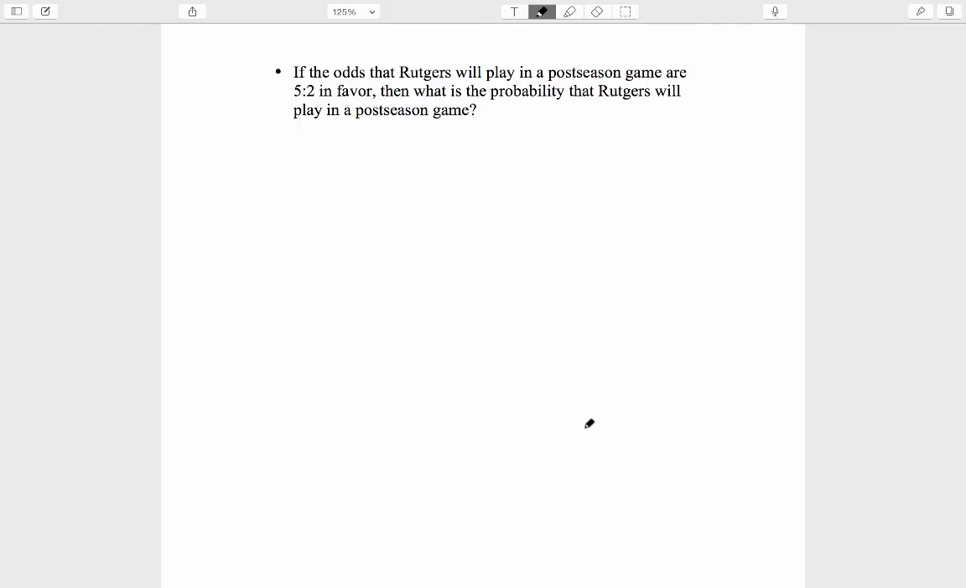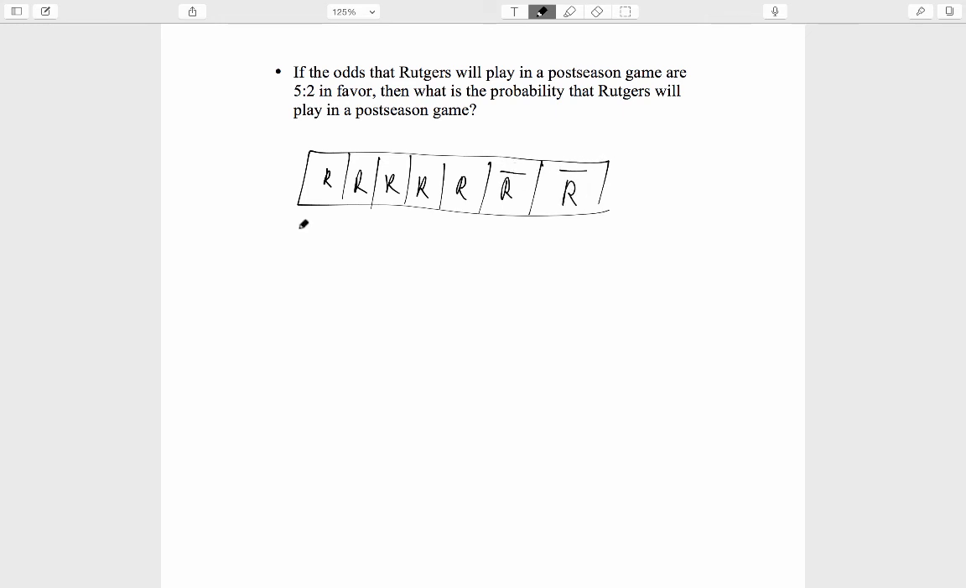Let's try this out, converting from odds to probabilities. If the odds that Rutgers will play in a postseason game are 5-2 in favor, then what is the probability that Rutgers will play in a postseason game? Let's go to the strip diagram. 5-2 odds in favor means that we're going to mark off 5 boxes with, say, the letter R, and the other 2 boxes with not R. That means that there are 7 boxes total, so the probability we're looking for is 5 out of 5 plus 2, which is 5 out of 7.